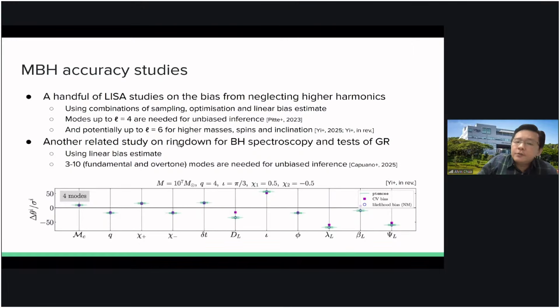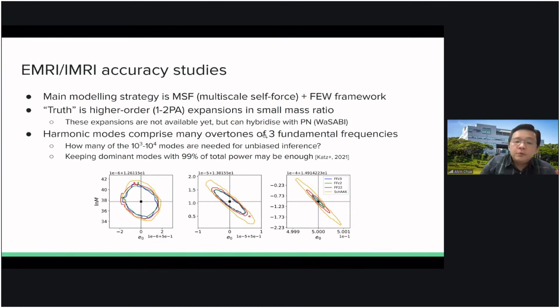There's also another related study on massive black hole ringdowns. This is used for black hole spectroscopy and tests of GR, and this one used a linear bias estimate. The main conclusion is that they worked out the number of modes that you need to include in your inference in order to not have bias. The number is about 3 to 10, depending on the parameters, but it also includes some overtone modes as well.